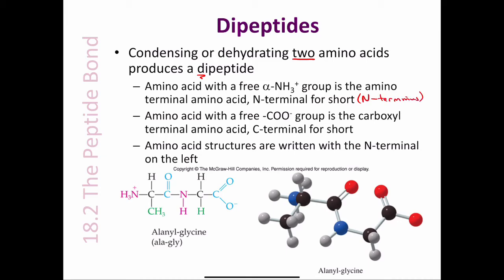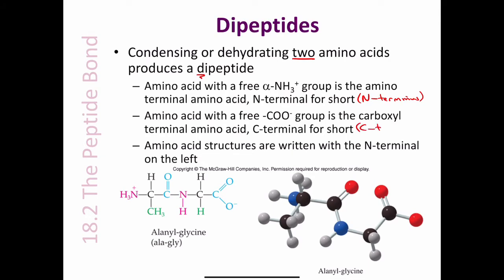That's perfectly acceptable. The amino acid with the free carboxylate, so again, a carboxylic acid will be deprotonated at physiological pH, which is why we write it with the negative charge, a carboxylate. The amino acid with a free carboxylate group is the carboxyl terminal amino acid, and we call that the C-terminal for short. And of course, you can guess that I call that the C-terminus. Also perfectly fine. Amino acid structures are written with the N-terminus on the left, and the C-terminal, I'll use the book's terminology, on the right.